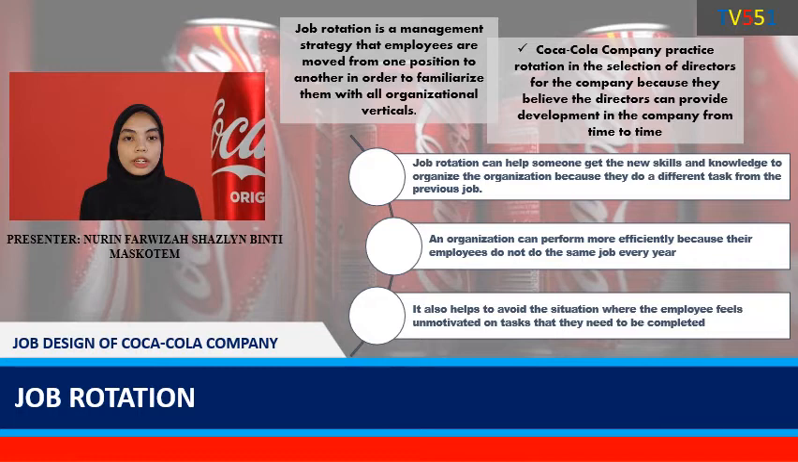For example, the Coca-Cola company practices rotation in the selection of directors because they believe the directors can provide development in the company from time to time. This change of directors is also done every year at the annual meeting of share owners. This action can provide more opportunities for other workers in the company to experience new tasks and environments at the workplace. Hence, job rotation is the best method that needs to be applied in an organization.